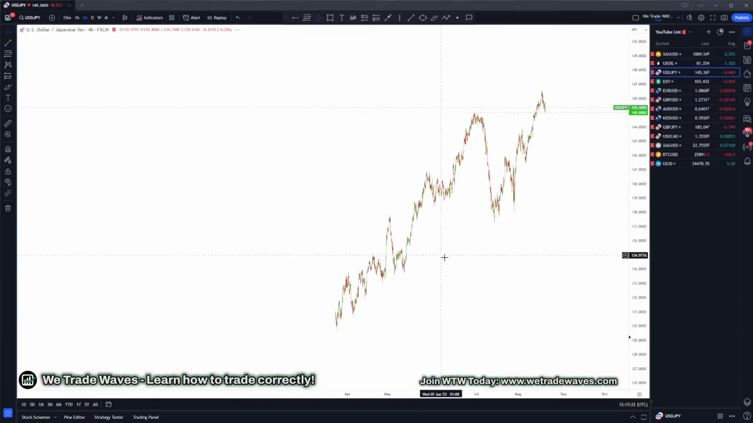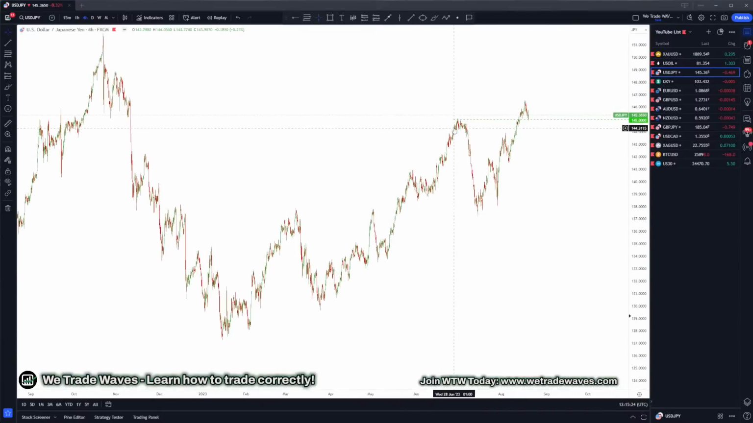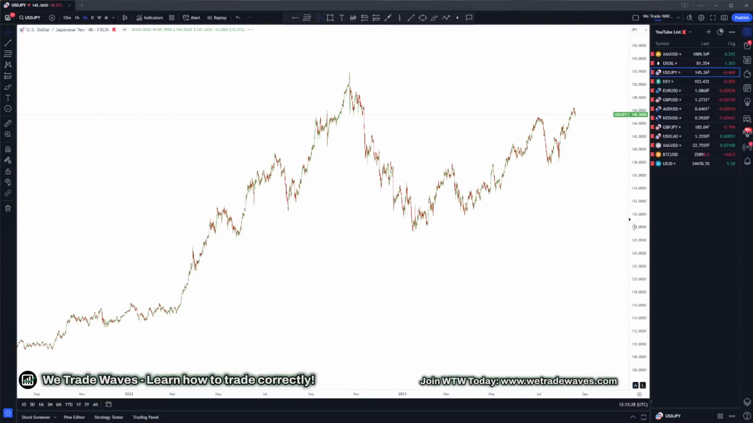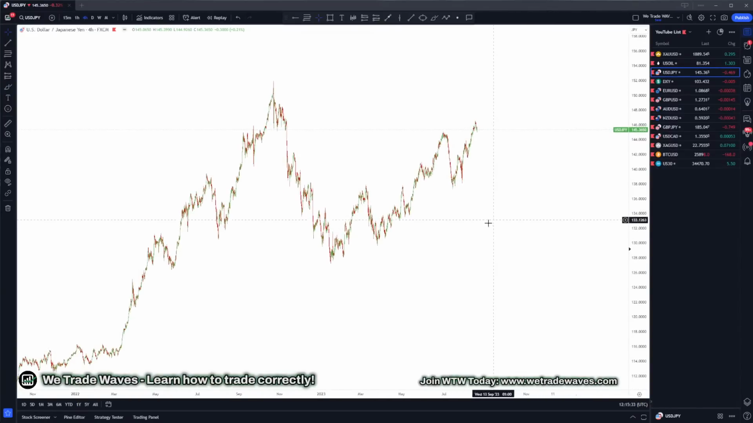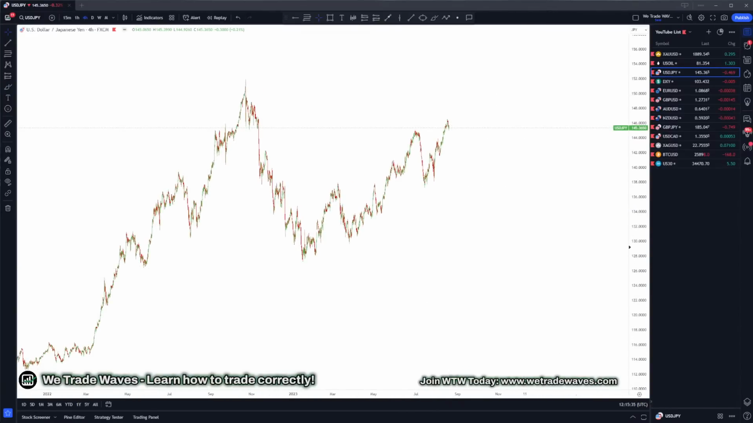Dollar yen, one of the pairs that our members are watching. Since all of you anyway are liking, commenting, and also watching on a weekly basis, I'll explain this for you in detail now. This was the first impulse of the next structure. I'm repeating that, the first impulse of the next structure. After that, we've got this move. All of this is a corrective wave to me, from here to here.